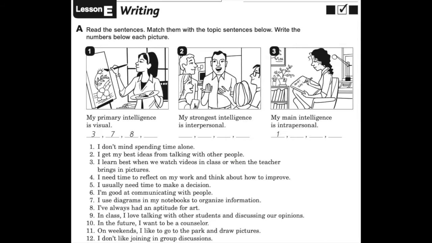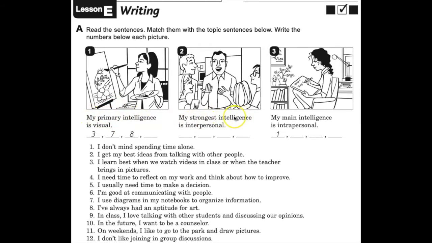Hi students, I thought we could practice some more exercises on how to match a topic sentence with supporting details. So what I suggest you do is you take a piece of paper and you write the words visual, which is right here, interpersonal and intrapersonal, and leave some space between each of those words so that underneath you can write 5 numbers or 4 numbers.